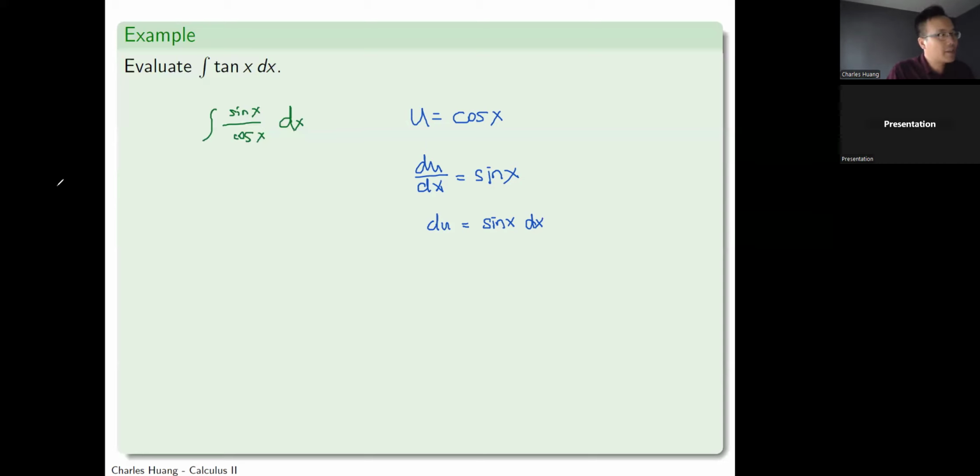Of course, you can also look at this and say, oh, I have sine x times dx already, and that whole thing is just du. So there's nothing wrong with that. In fact, I would do this to make my life a lot easier. If you don't see it right away and would like to work at it, it's perfectly fine to write dx is equal to 1 over sine x times du. There's nothing wrong with this as well.